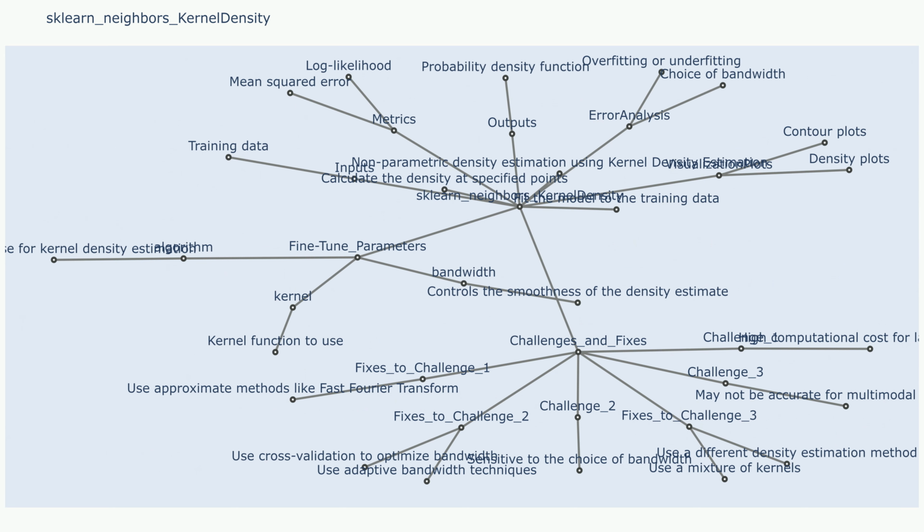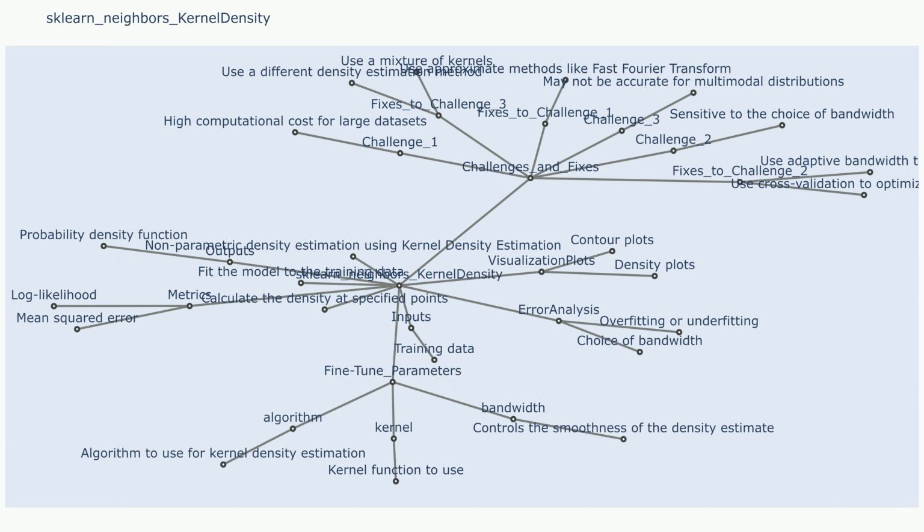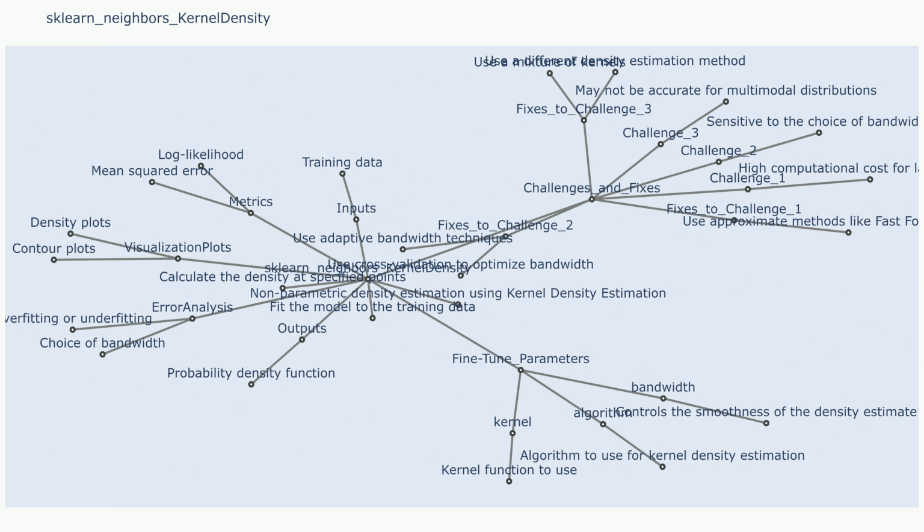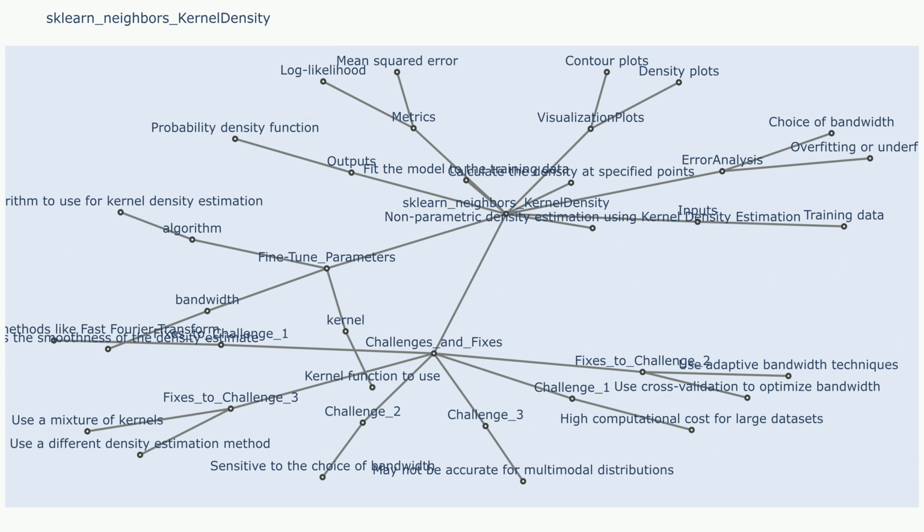As the dimensionality of the data increases, it becomes more difficult to estimate the density accurately. Sample use case that resulted in challenge 2: fitting a kernel density estimator with a large number of features. This can result in a density estimate that is overly smooth and does not capture the true distribution of the data.